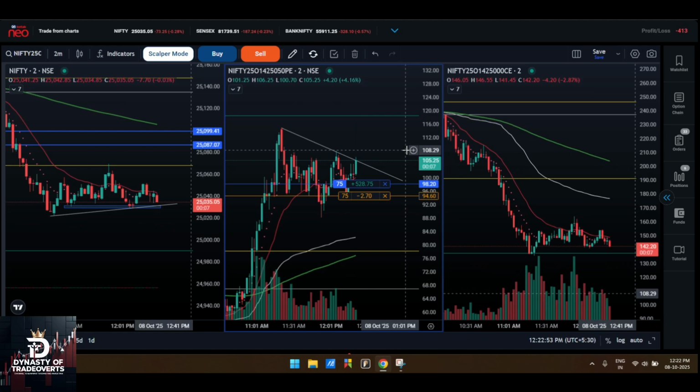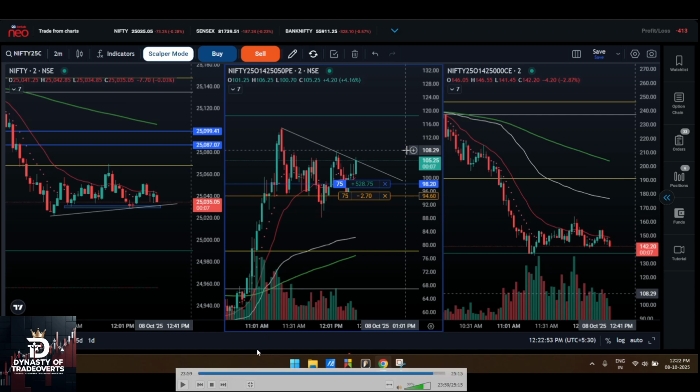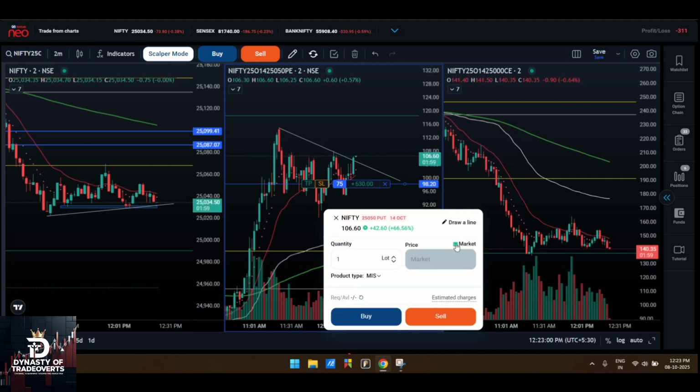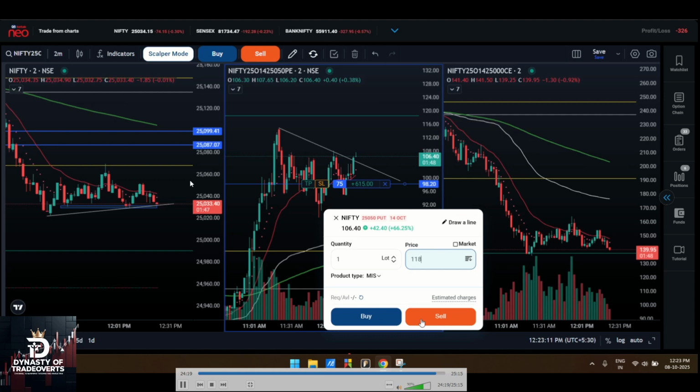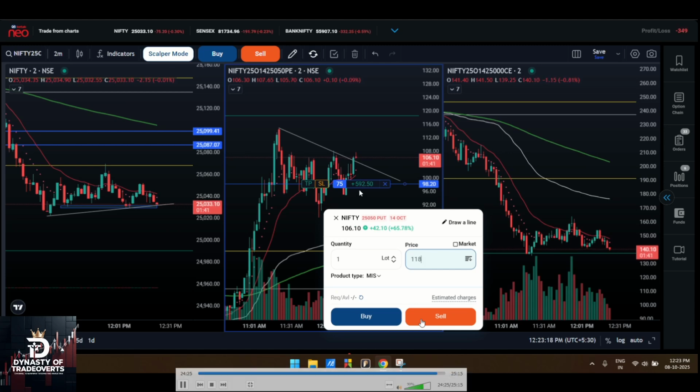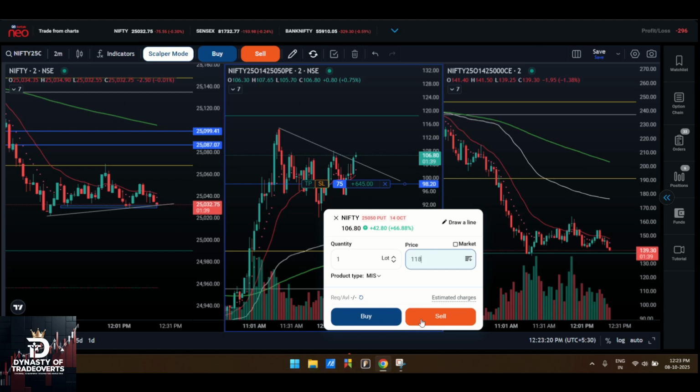So there is a trend line coming from the top. I'm hoping that, yeah, it's breaking the trend line. So I'm setting my target price of 20 points, and I just want this support to be broken once, so I will get a spike in PE premium and it will hit my target.